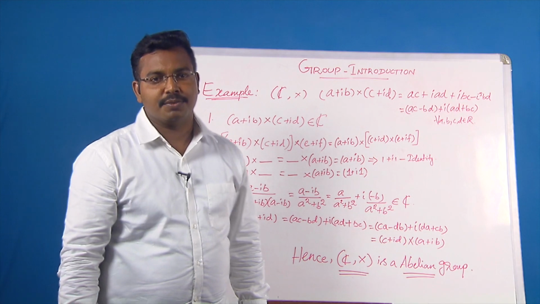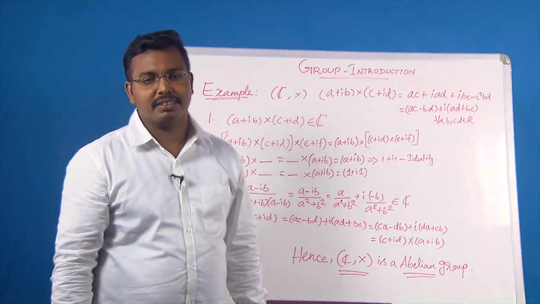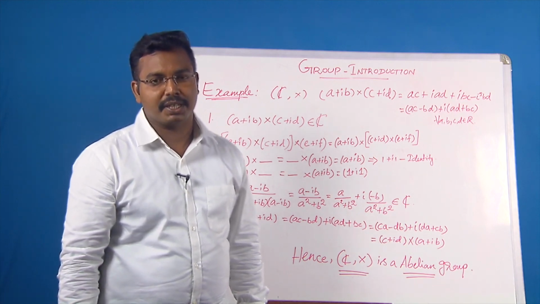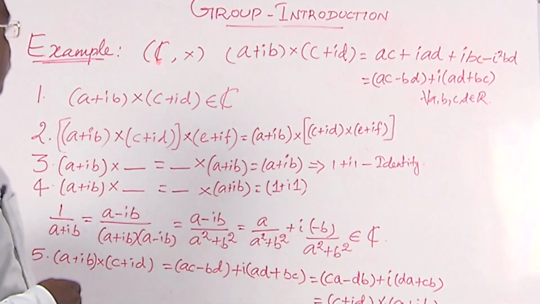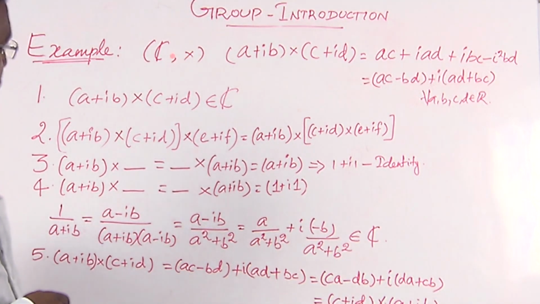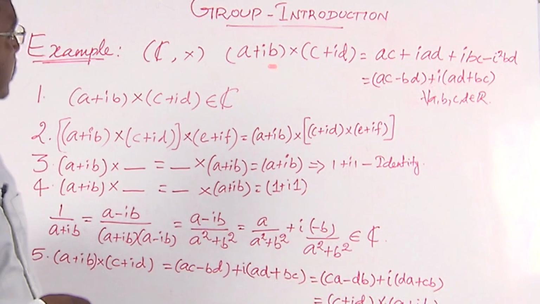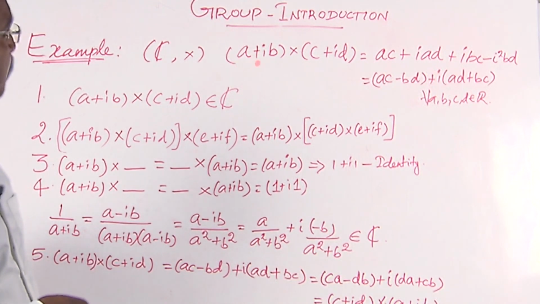Next, we consider one more operation on complex numbers called complex product. So, consider the non-empty set C, the set of all complex numbers, together with the operation complex multiplication. Here, complex multiplication takes 2 elements from the complex numbers, a plus ib and c plus id, where a, b, c, d are elements of the real numbers.